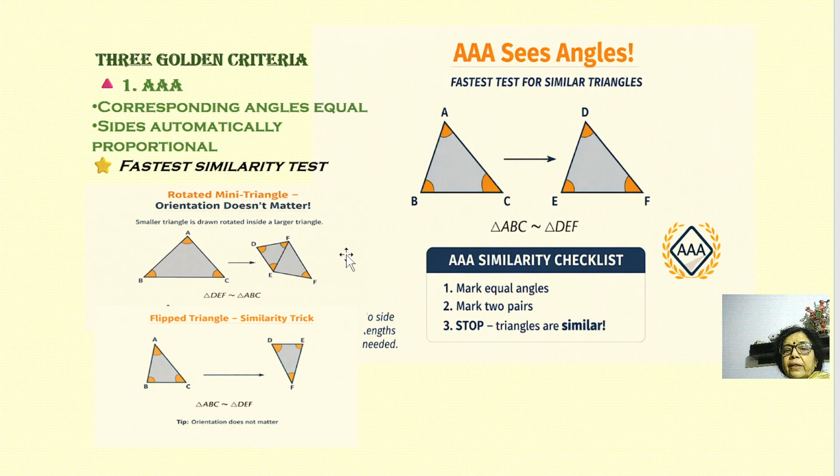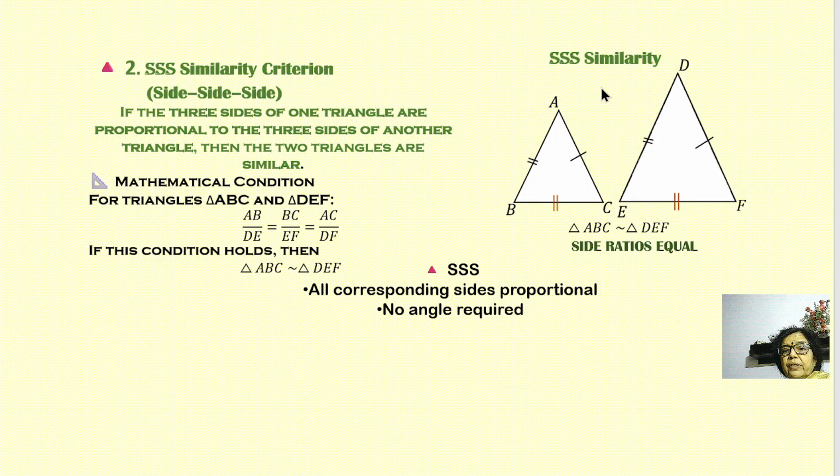Even when the triangles are oriented differently, or flipped, or are triangles within a triangle or within other figures, if they are initially similar, then they remain similar, whether they are rotated, or inverted, or flipped. The second criteria is SSS similarity.